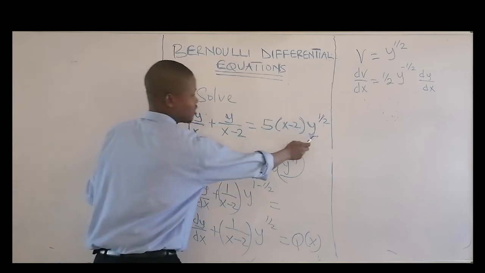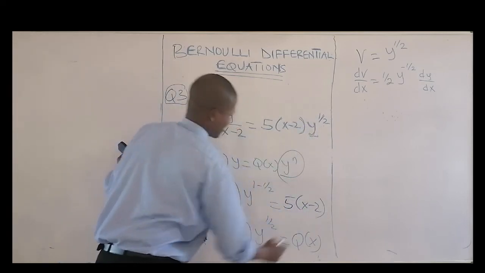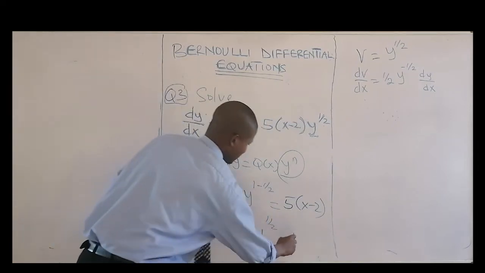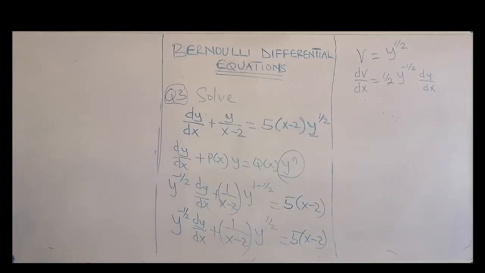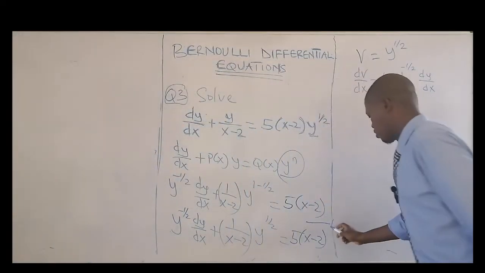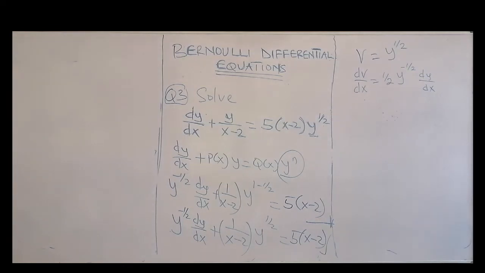all through by y to the power half. On this side you have 5 into bracket x minus 2, which is your Q of x. So that's what I'm going to have there. Note this equation because we're going to come back and substitute there.